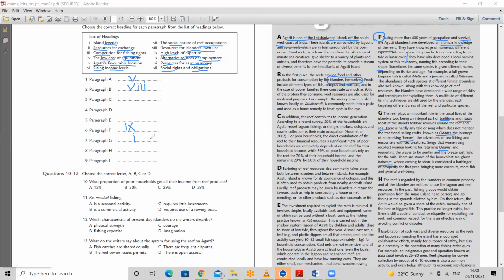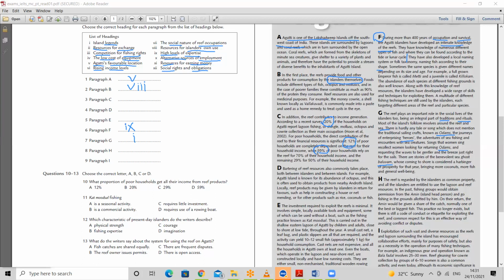Now let's talk about something similar to paragraph G, because if you look at paragraph C, it's quite similar. You can see that it has lots of numbers, like 20% of the household on the Guardian Lagoon of fishing was shingle. Or, for example, 12% of poor households completely dependent on the reef for household income. Or maybe 59% of the households rely on the reef.